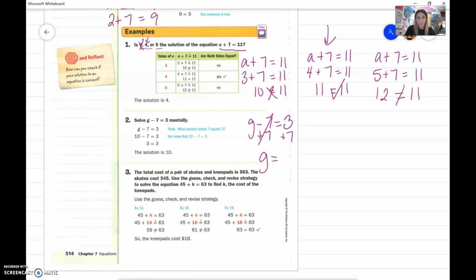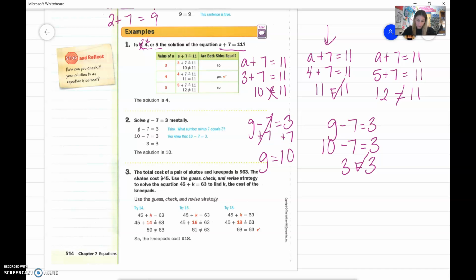Now I'm going to take 3 plus 7, which is 10. So I think that g equals 10. Let's see if it works. I'm going to go back to my original problem, g minus 7 equals 3. I'm going to take my g and replace it with 10. 10 minus 7 equals 3. I'm actually going to solve this. 10 minus 7 is 3. 3 equals 3. Check. That makes sense.